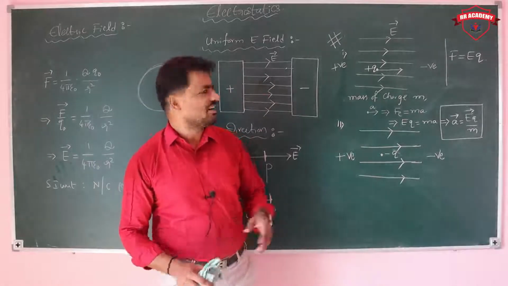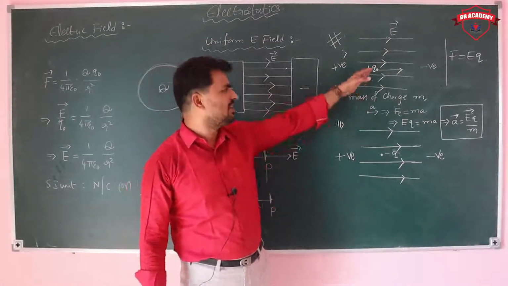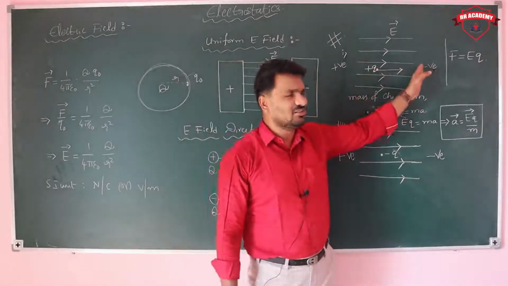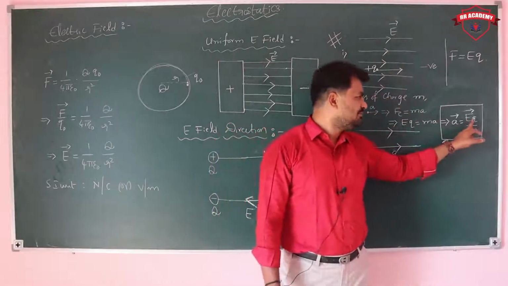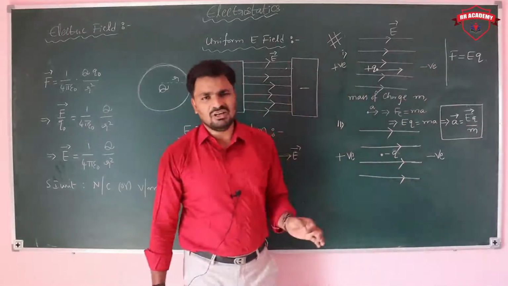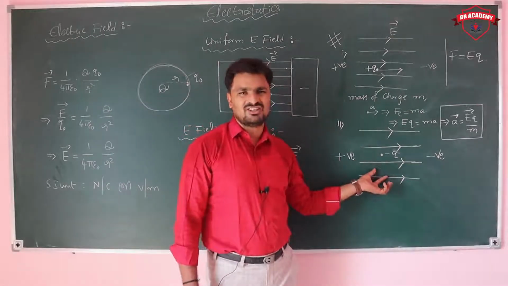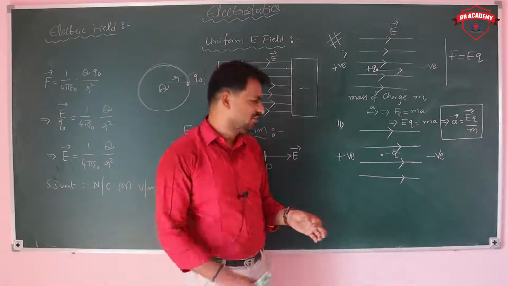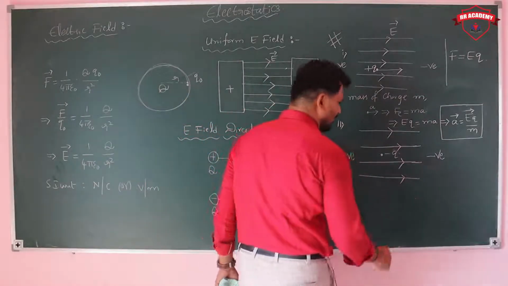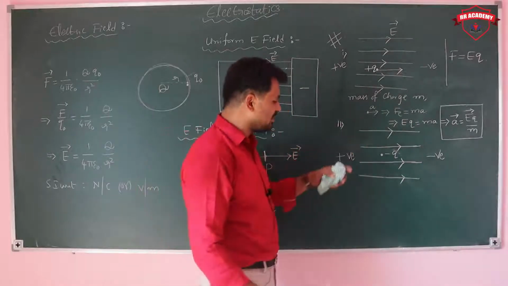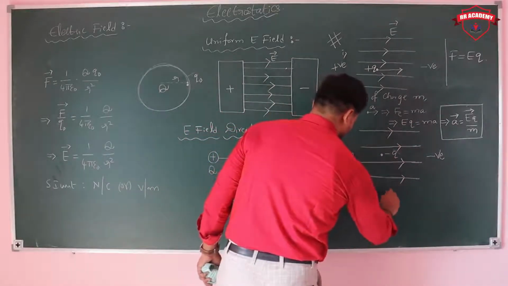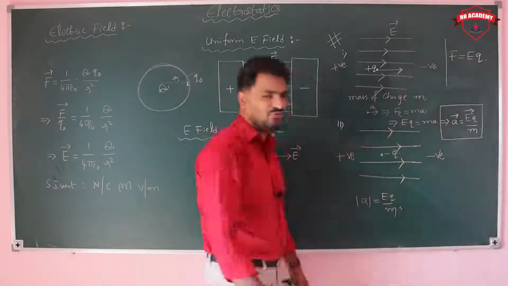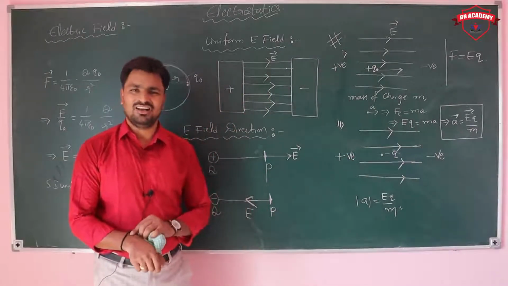Very, very important here, so we can discuss it in detail. A positive charged particle is placed in a uniform electric field. Which direction is it moving? Along the field direction. What is the acceleration? EQ by M. A negatively charged particle is placed in a uniform electric field. Which direction does it move? Opposite to the field direction. The magnitude of acceleration is the same, simply EQ by M. But the direction is opposite to the field direction.